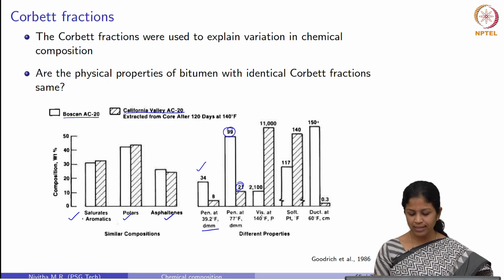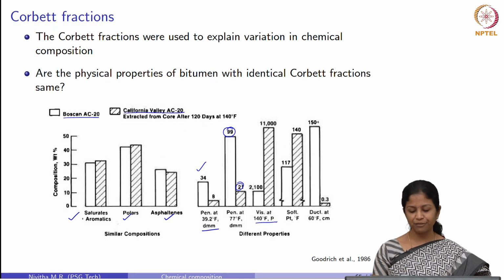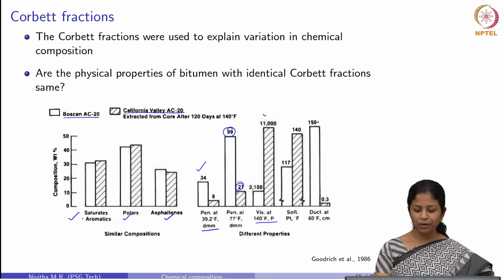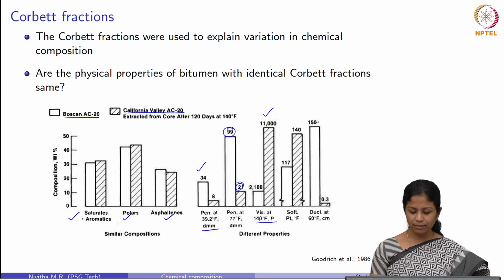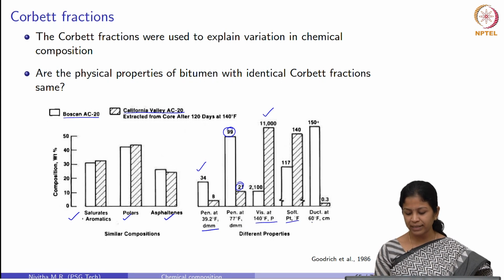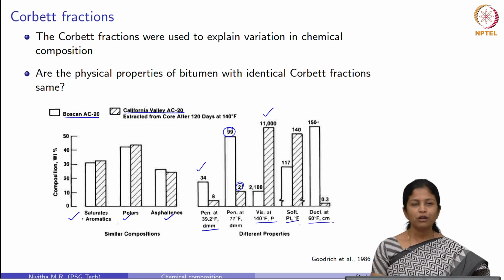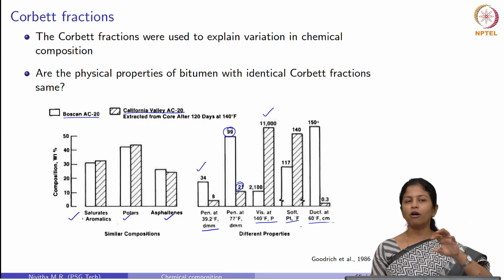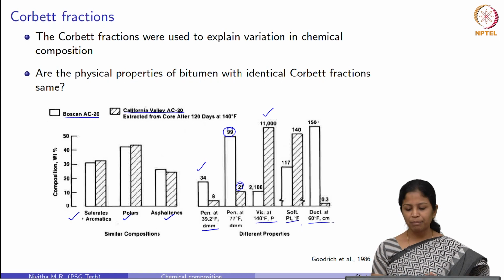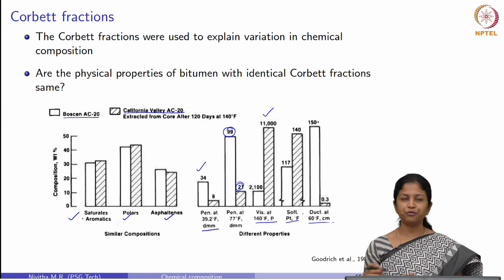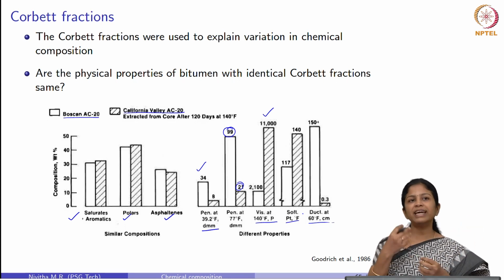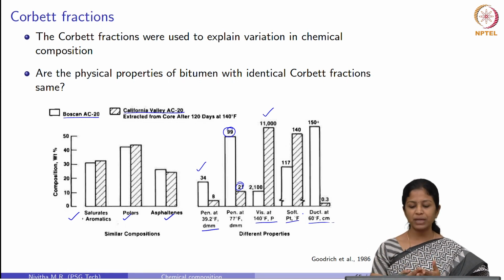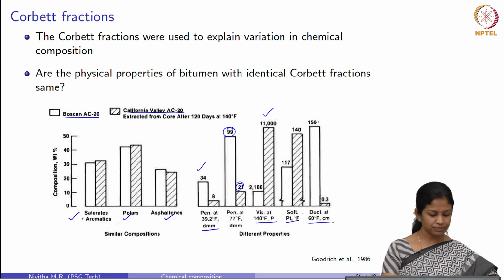Now when we see viscosity, we also see this viscosity at 140 degrees Fahrenheit. Again we can see that this California Valley AC20 has higher viscosity, which means that it is a stiffer material again at 140 degrees Fahrenheit compared to Boscan AC20. Similarly for the softening point and ductility at 60 degrees Fahrenheit. So we can see that the asphaltene fraction and the carbide fractions are the same in both the materials, but their physical properties are completely different. As we defined earlier, it is not the magnitude of the carbide fractions alone, but how they interact with each other that is also going to influence the physical properties in a significant manner.